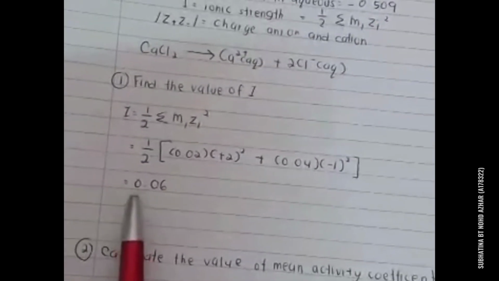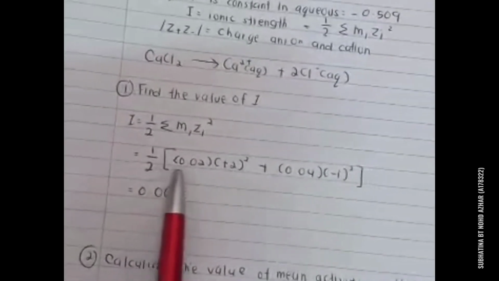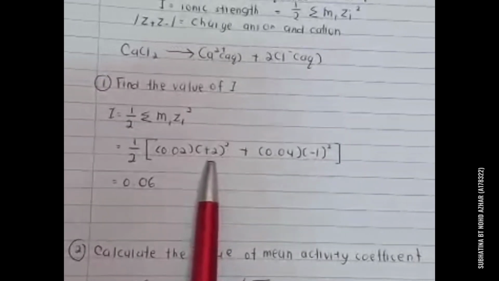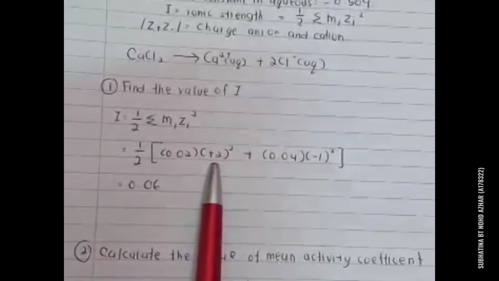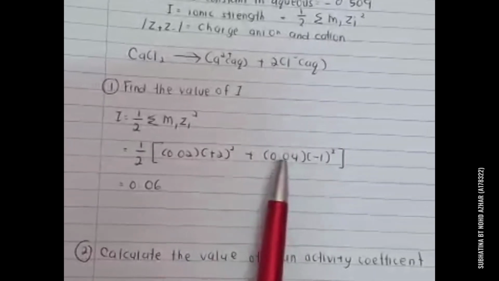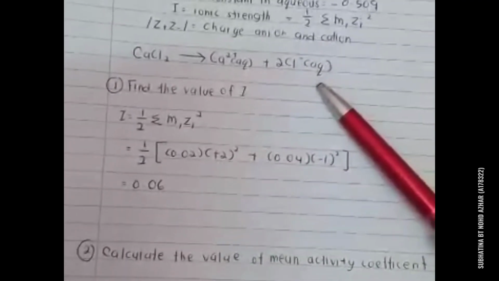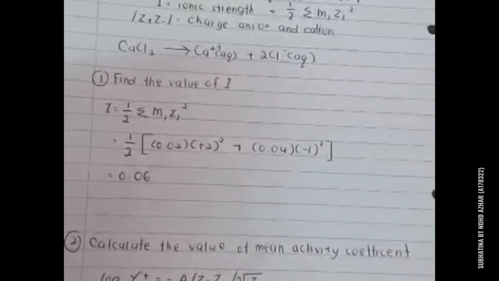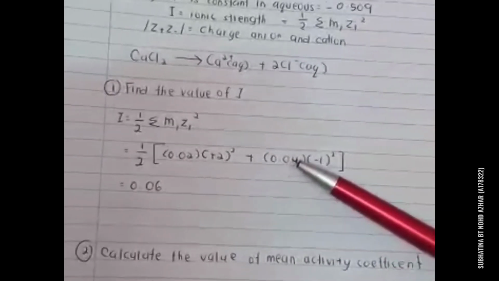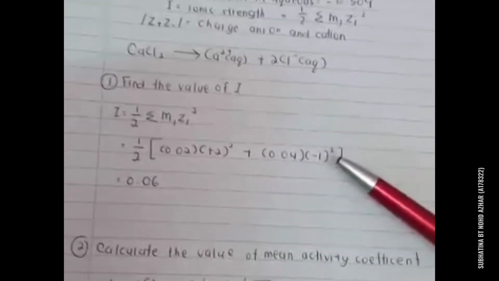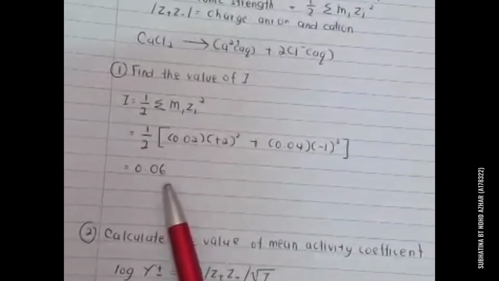As we get from here, 1/2 times 0.02. 0.02 here is the molality given in the question, times plus 2 squared, which is the charge of the calcium ion, plus 0.04. 0.04 here is because 0.02 times 2, since 2 moles of chloride ion are formed, times the molality given, and -1 here is the charge of the chloride ion. So as we do the calculation, we know the answer is 0.06.